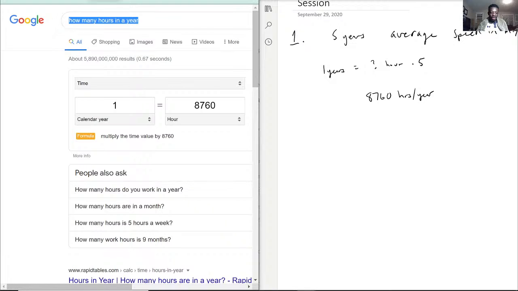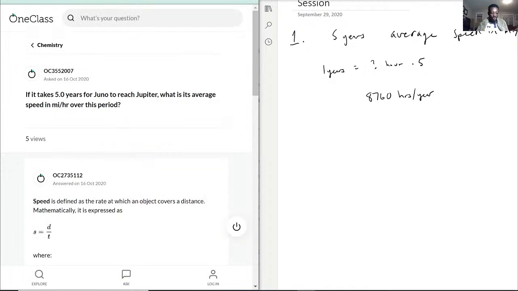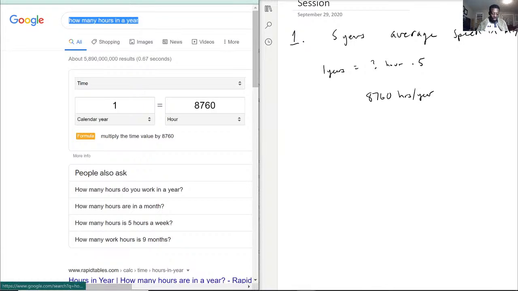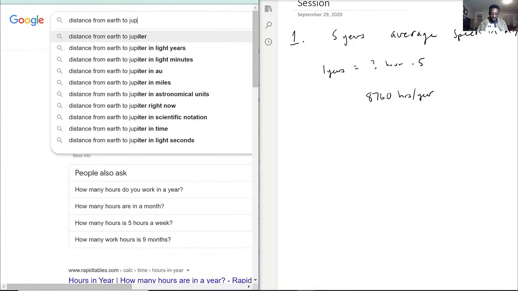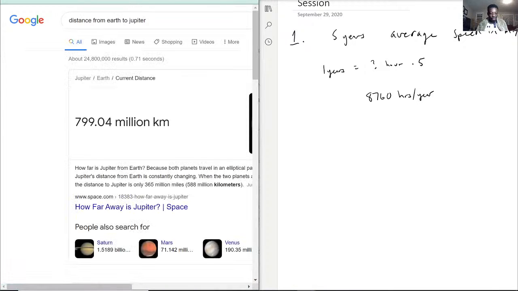And you know what? While we're here, they're asking us specifically in this question, Juno to reach Jupiter. We're assuming that they're starting from Earth, okay? And so distance from Earth to Jupiter. So we have 799.04 million kilometers, which is actually perfect because this helps us with our conversions.